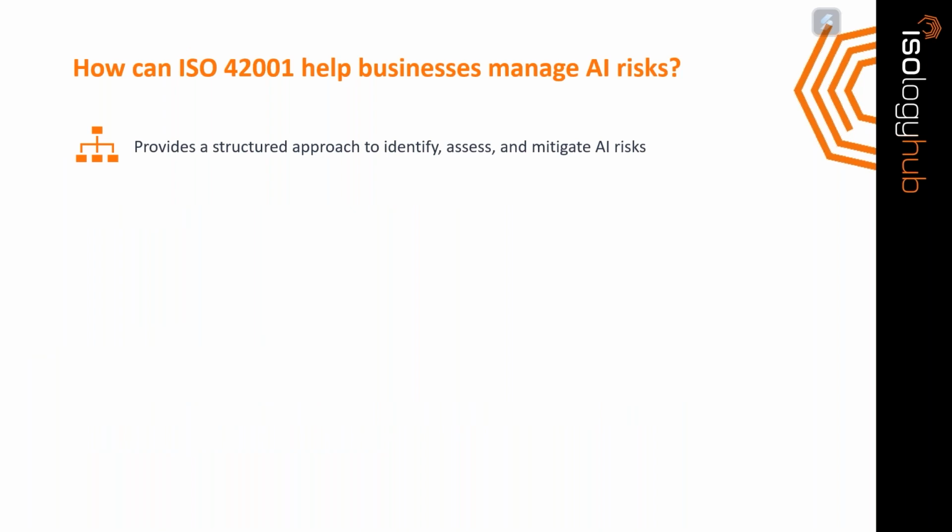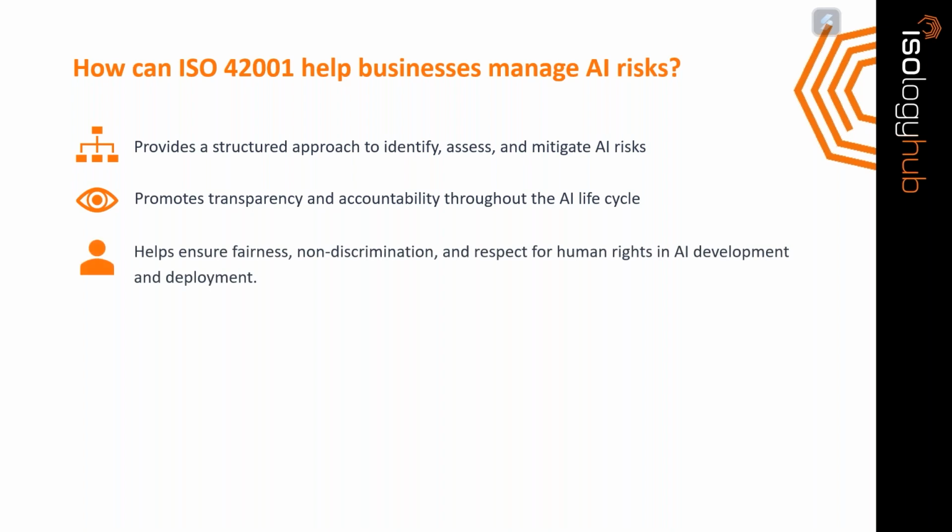So how can 42001 help businesses manage AI risks? Well, the standard helps to provide that structure. It provides a structured approach to identify, assess, and mitigate AI risks. It provides complete transparency and promotes accountability throughout the AI lifecycle. It helps ensure fairness, non-discrimination, and respect for human rights in AI development and deployment.